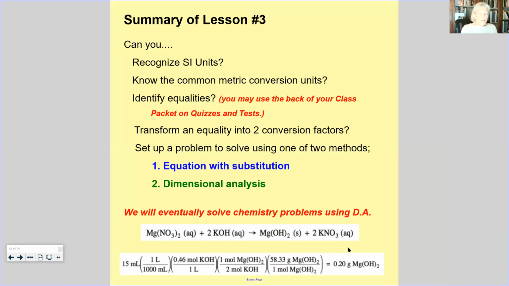So to summarize this lesson, by the end of today with the homework, you should be able to know, can you recognize SI units? There are specific SI conversion factors you need to know. Common metric conversion units. Do you know what an equality is? And I remind you that you can always use SI units and conversion factors on page 20 in your class package. You transform any equality into two conversion factors.